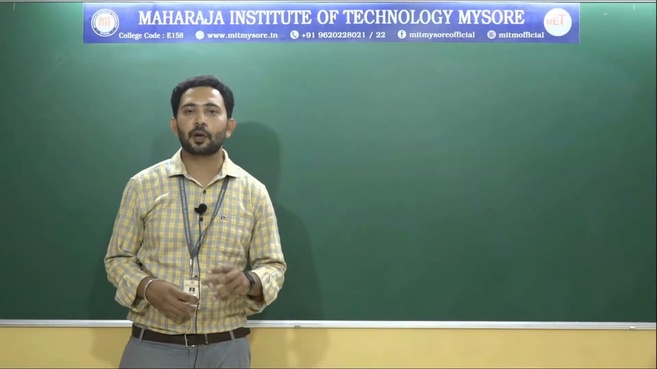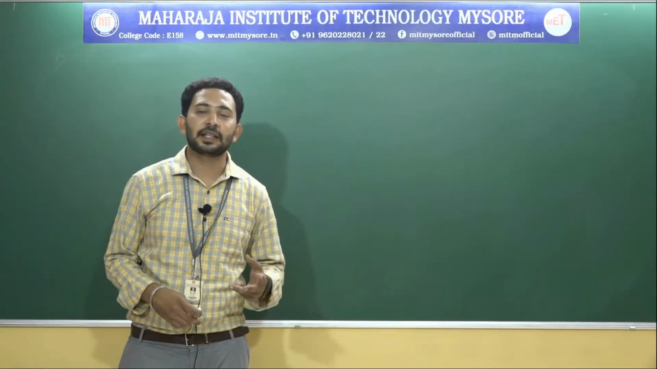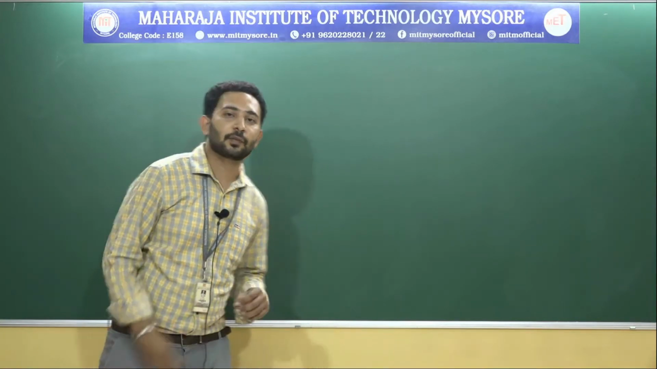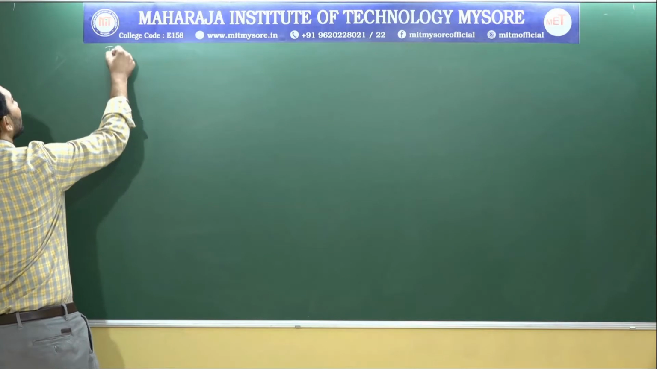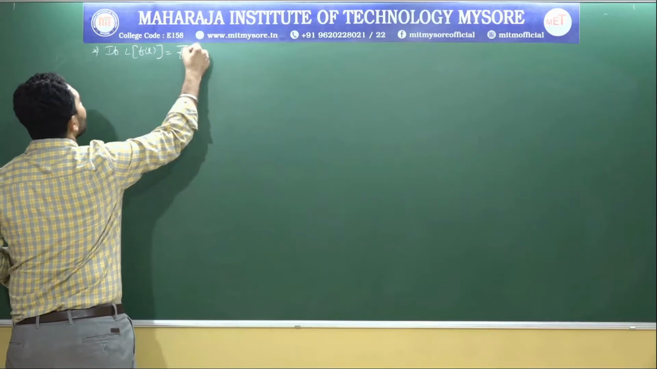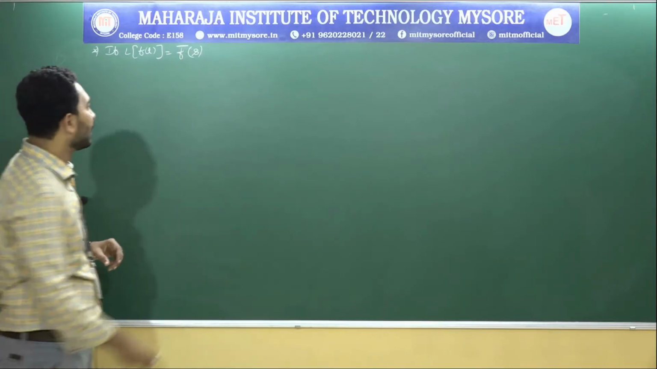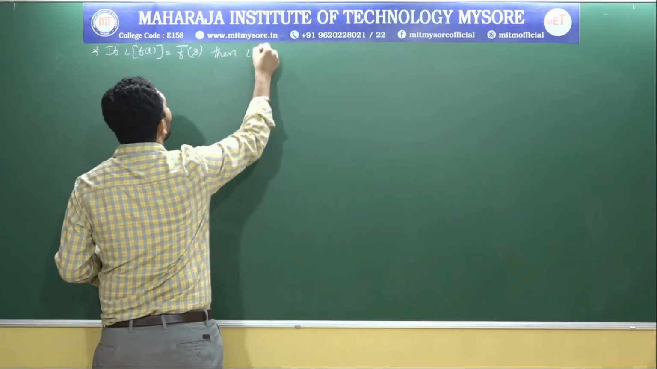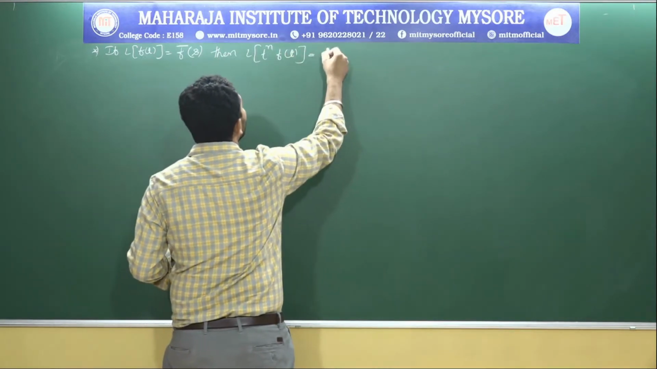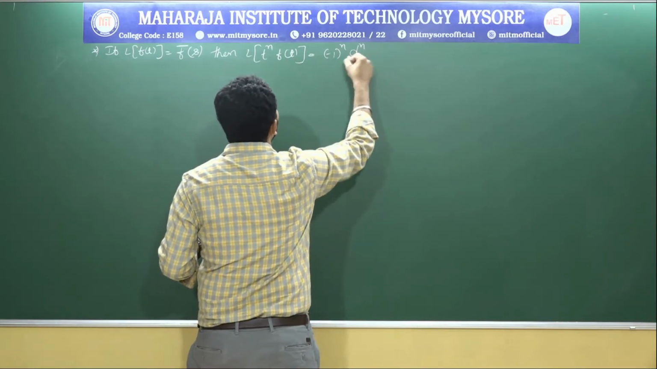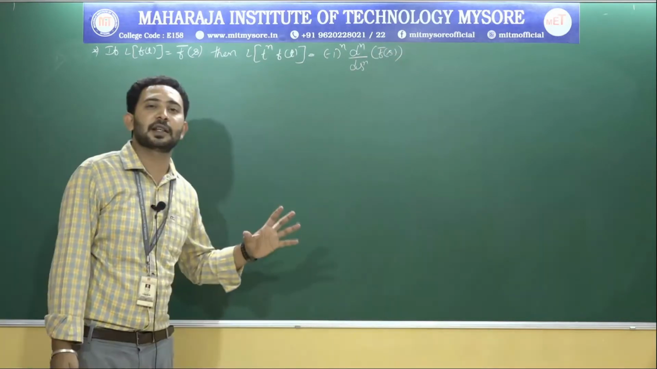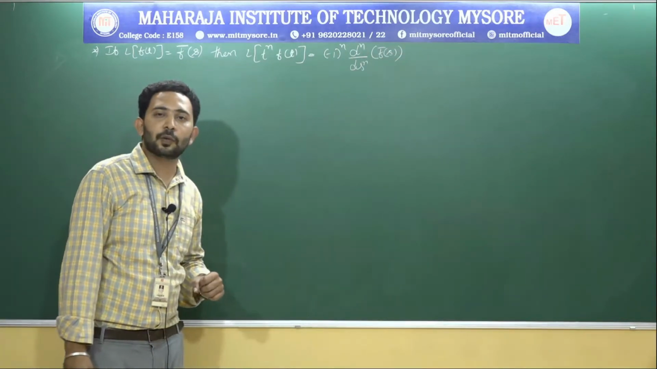Now I am going to solve some problems on the second property, that is the derivative of transform property. So what is the derivative of transform property? If L of f of t equals f bar s, then Laplace of t power n into f of t equals minus 1 power n d power n by ds power n into f bar s. This is the result for property number 2.